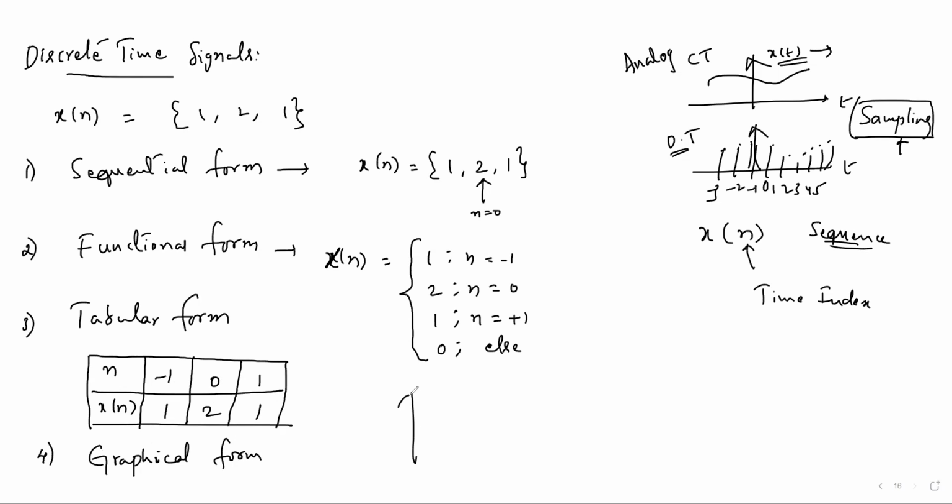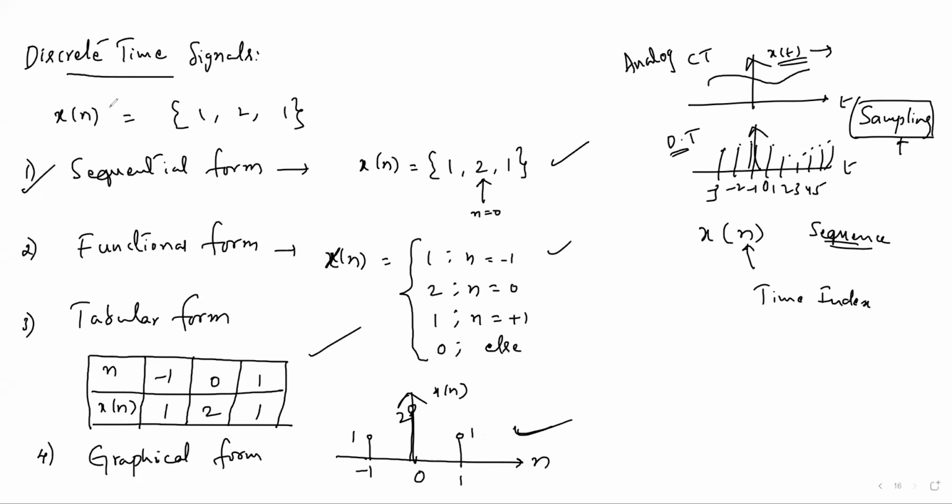Graphical representation, in terms of a graph, we will plot by taking time index n, and on y-axis the signal x of n is 1, 2, 1. So at minus 1, its amplitude is 1. At 0, its amplitude is 2. Again at 1, its amplitude is 1. This is the graph to represent the same signal. So sequential form, functional form, tabular, and graphical form. These are the 4 forms to represent the discrete time signals for us.